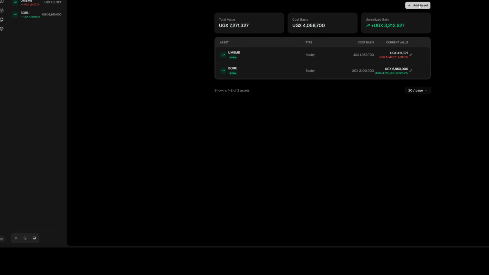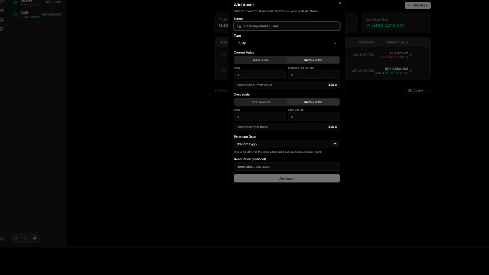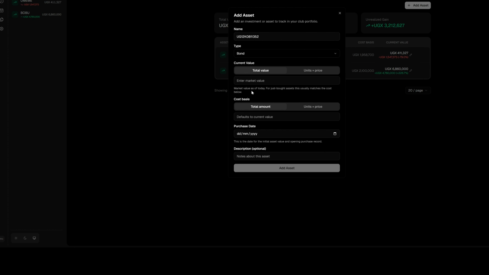So I'll add asset again. And I'll enter the name, and the asset type will change to bond. I'll enter the total amount the club invested as the cost basis, and that's 10M. And the same figure as the current value because the bond is fixed and will be returned at face value when it matures.